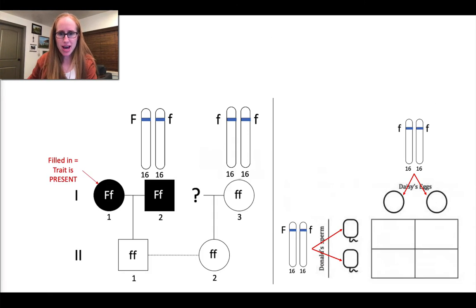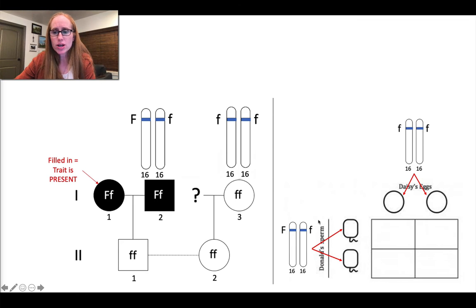So the way we figured that out is we look at, okay, here's our pedigree, right? And we know that Donald is big F, little f. So this is on chromosome 16. It means the two alleles on his two chromosomes, one's a big F and one's a little f. And then Daisy is little f, little f.